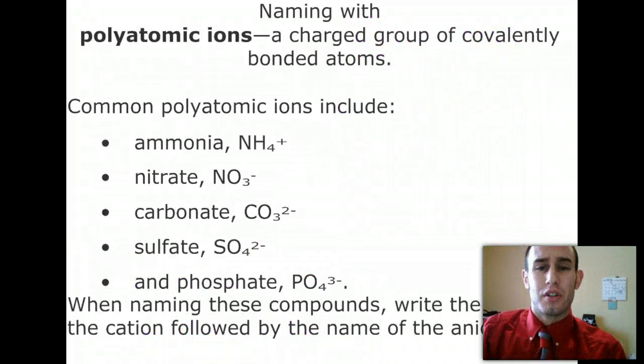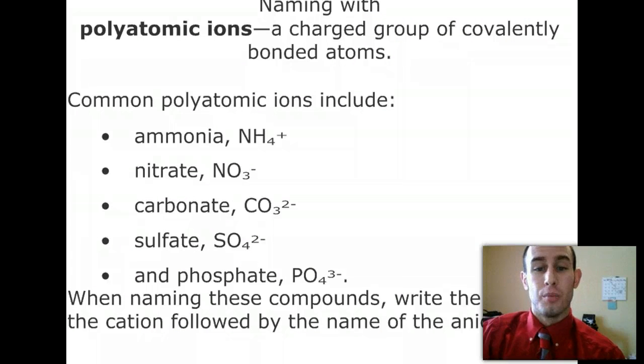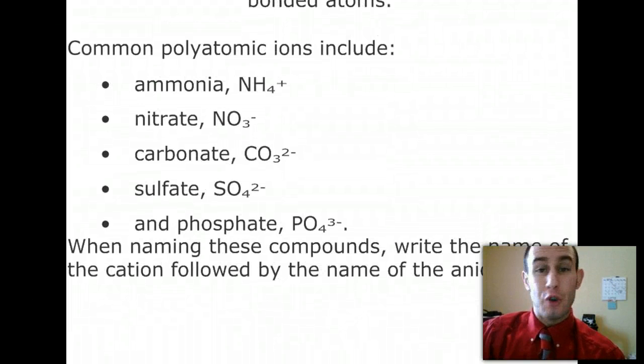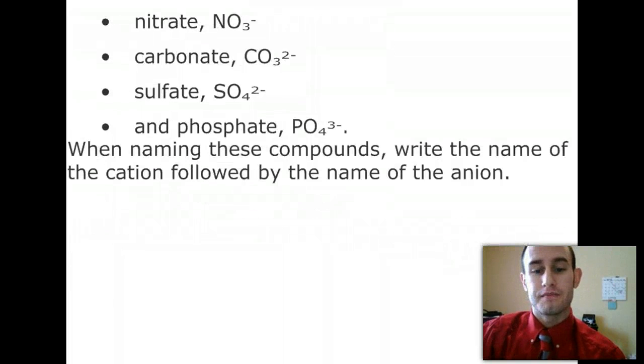Last thing here, and then we're going to wrap up and finish. Polyatomic ions. Again, you need to know your polyatomics. Our group of covalently bonded elements, but they have a charge. There are some common ones. You have a whole list of them. Don't lose the list. It's on my website if you do.